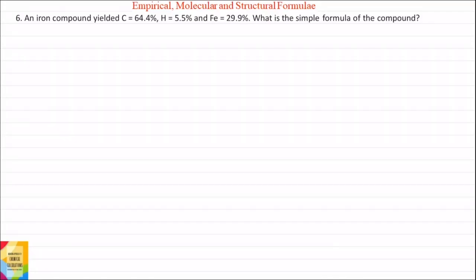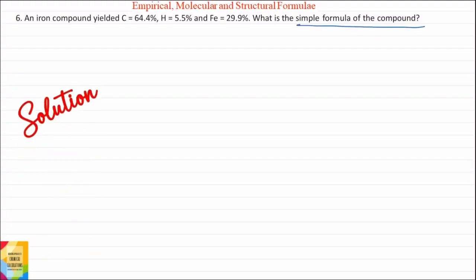Question 6. An iron compound yielded carbon equal to 64.4%, hydrogen equal to 5.5%, and iron equal to 29.9%. What is the simple formula of the compound? The simple formula of the compound means empirical formula of the compound. So if the weight of the compound is 100 gram, then weight of carbon will be 64.4 gram, weight of hydrogen will be 5.5 gram, and weight of iron will be 29.9 gram.